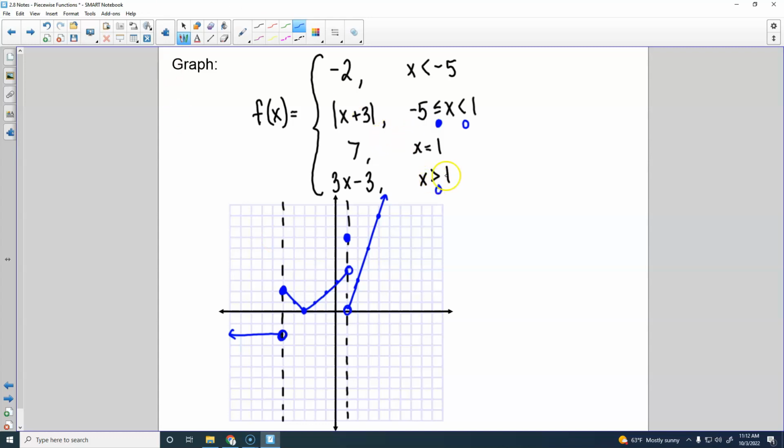If you're looking at your domains over here, if you have a greater than sign, or like in this case a less than sign, then you're going to use an open circle for whichever side of the graph you are on. If it's a "or equal to," or like in this case where it's an equal, that's when you use the closed circle.